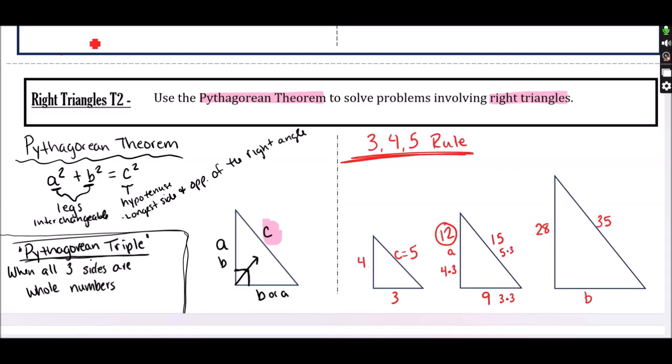Well, I can say, okay, 28, does that follow the 3, 4, 5 rule? Well, that would be the same as 4 times 7. Okay, let's go to 35. That's the same as 5 times 7. Okay, and so b would have to be the 3 times 7, because we want 3, 4, and 5. 3 times 7 is 21, so b equals 21.